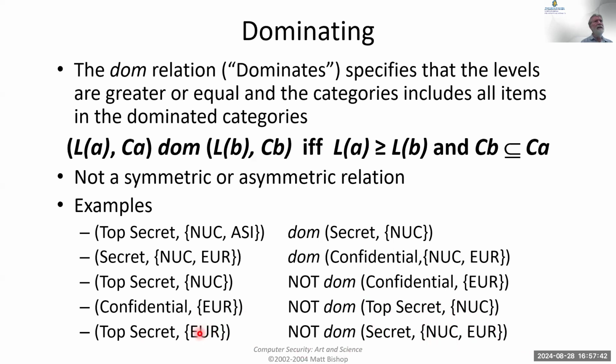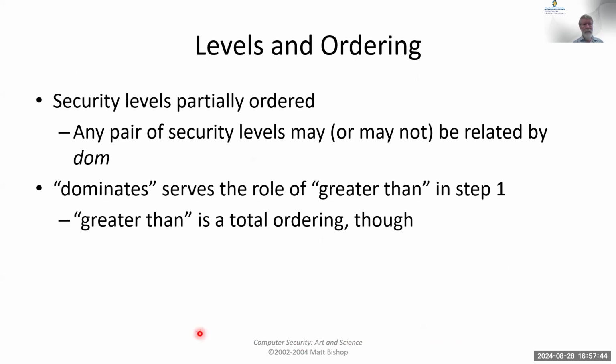Make sense? Everybody got that? Okay. Security levels are a partial ordering. You have to have those levels at the right level, and then you have to have the subsets. So, yeah, okay.